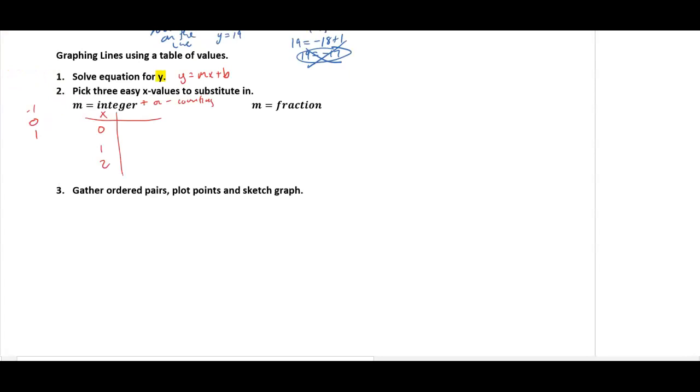So if m is a fraction, say m is a over b. Generally, what we use for x is 0, the denominator, and the opposite of the denominator. So in this case, if our fraction was a over b, we would use 0, b, and negative b.